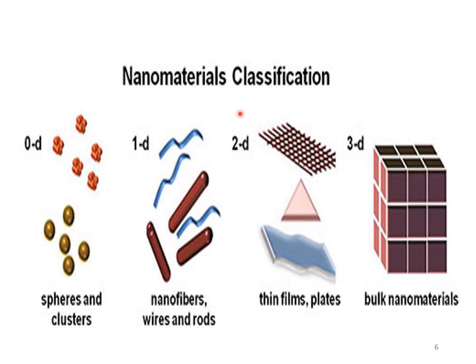For the classification of nanomaterials on the basis of dimensions, we can classify nanomaterials into zero-dimensional, one-dimensional, two-dimensional, and three-dimensional nanomaterials. As well, based upon shape, we can divide nanomaterials into spheres and clusters, nanofibers, wires and rods, thin films, plates, and bulk nanomaterials.